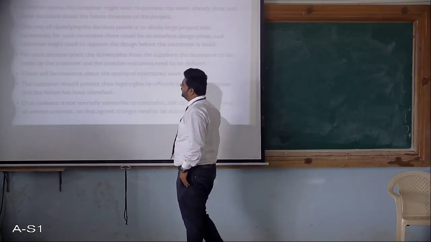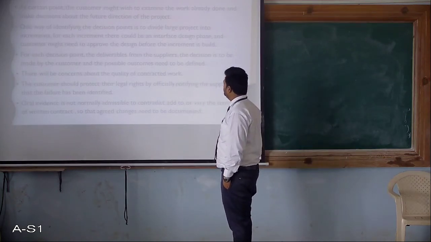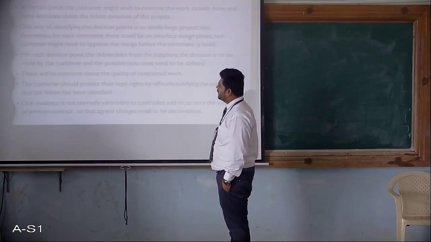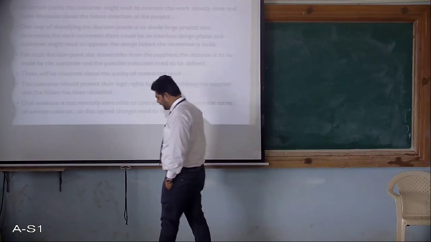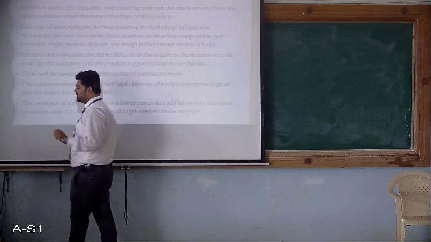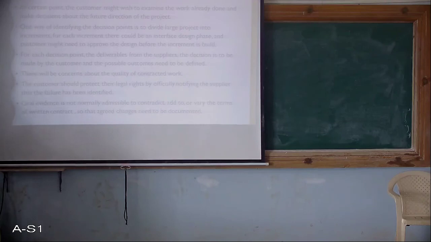Okay. Then for each decision point, the deliverables come from the suppliers. The decision is to be made by the customer, and the possible outcomes need to be defined. So here the customer and the supplier or the vendor will sit together and decide what is to be done, based on each deliverable.